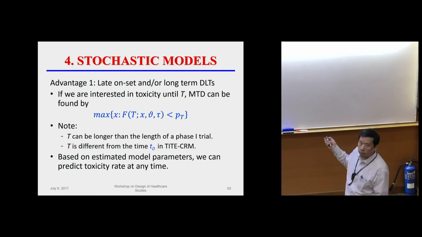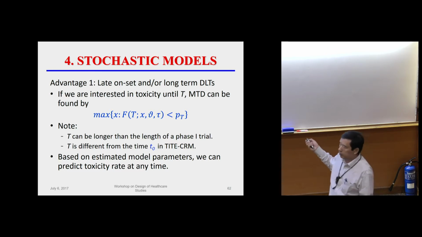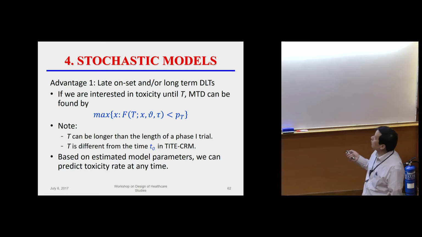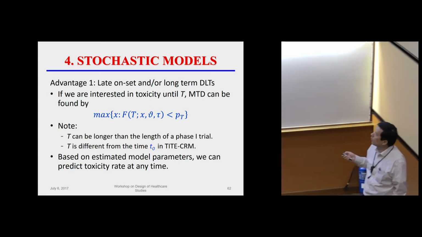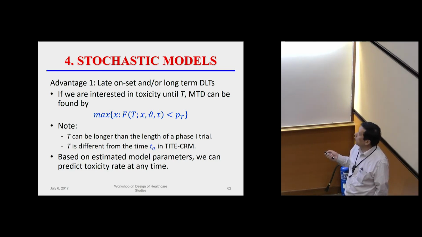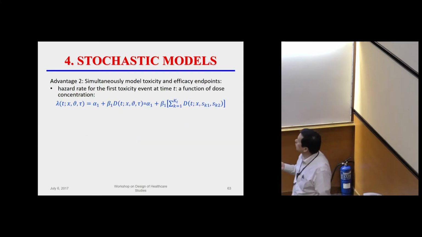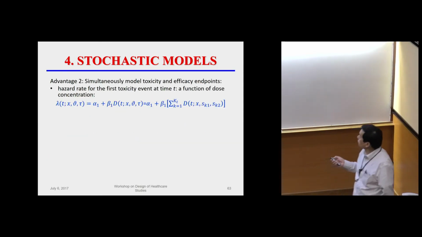Say if the phase 1 trial time window is T, I'm just looking for the dose whose cumulative probability is below this probability at the time of T. So it's still the same, but a little bit more complicated. It's no longer binomial. And if you believe that's a common parameter, you can extend the T to much longer time, either the same time or different time.